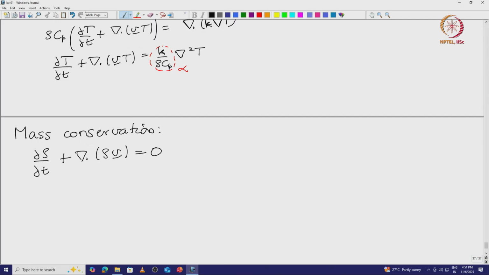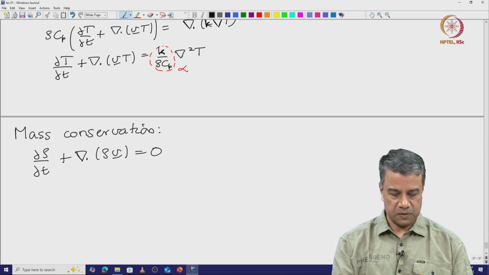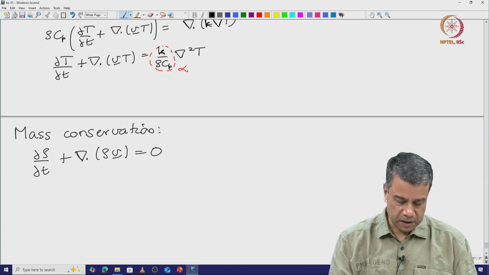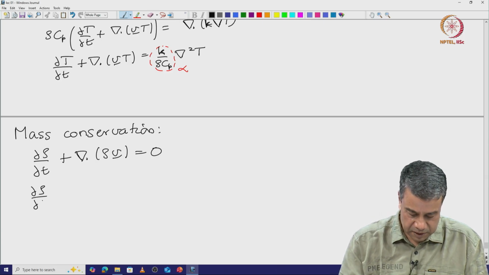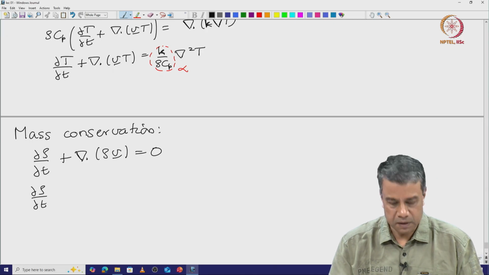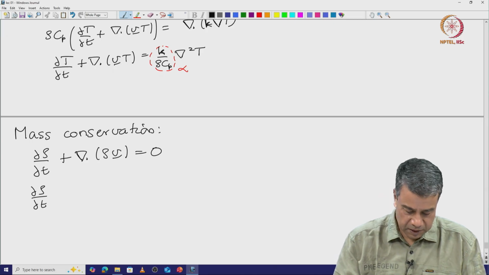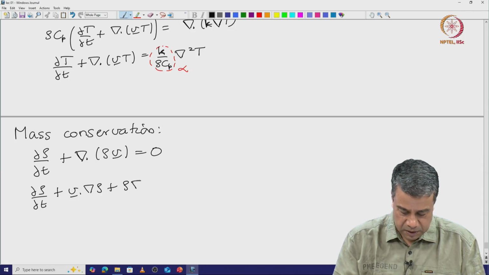this gives us partial rho by partial t plus divergence of rho times V is equal to 0. Okay. And I had written this in different forms. Okay. One is to write this as, in terms of v dot grad rho plus rho del dot v is equal to 0.